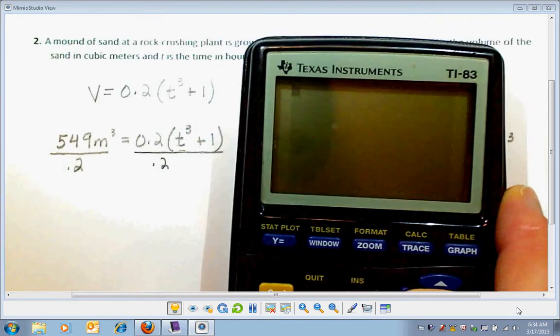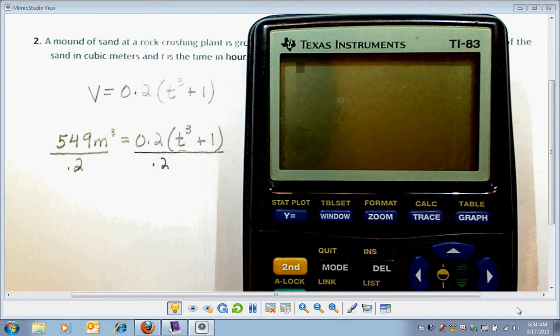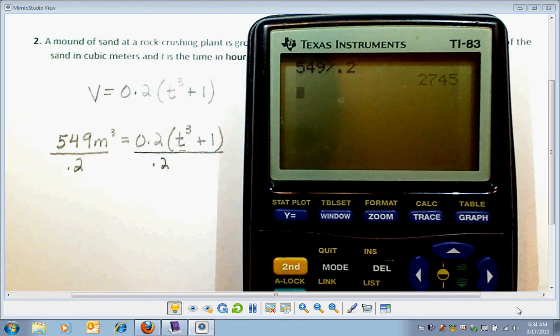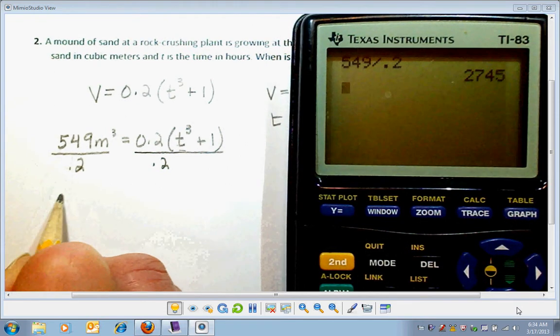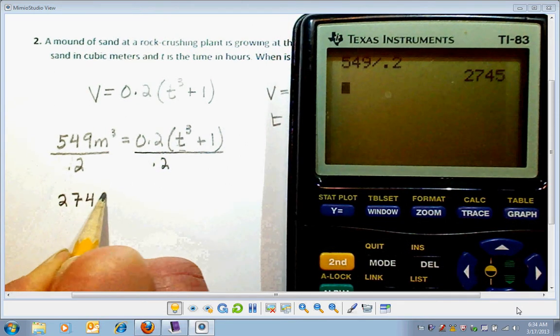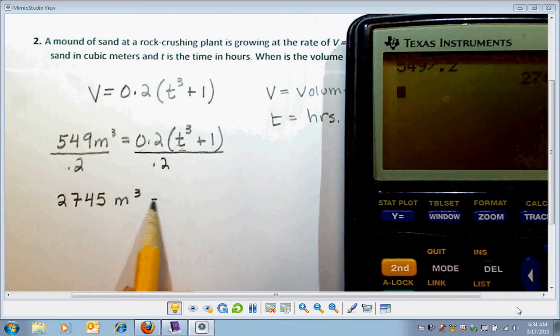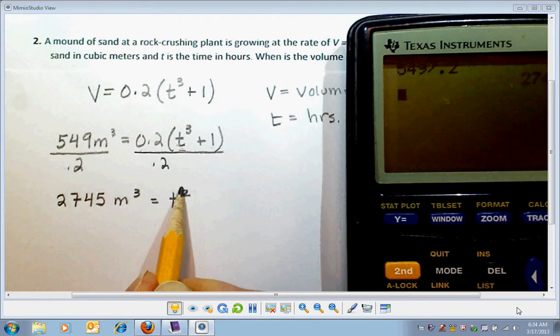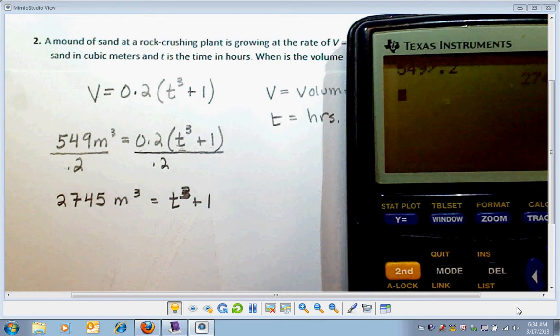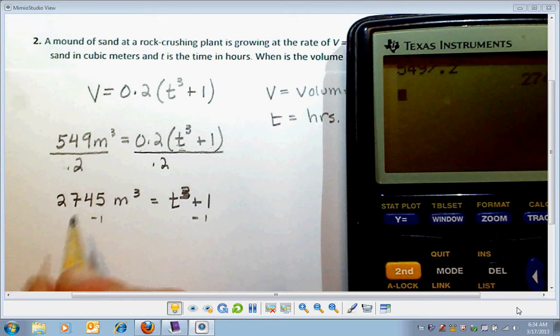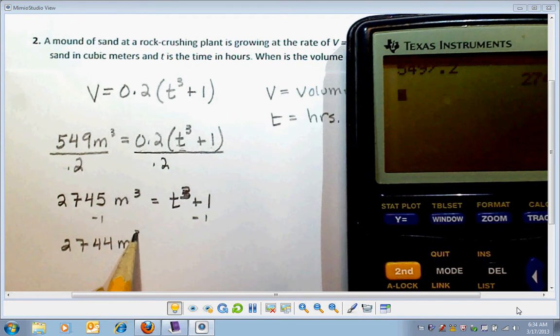So for this kind of problem, I'm going to use my calculator. So I'm going to do 549 divided by 2/10, and I find that I get 2,745 meters cubed, which equals t cubed plus 1. So now I subtract 1 from both sides, and I get 2,744 meters cubed is equal to time cubed.